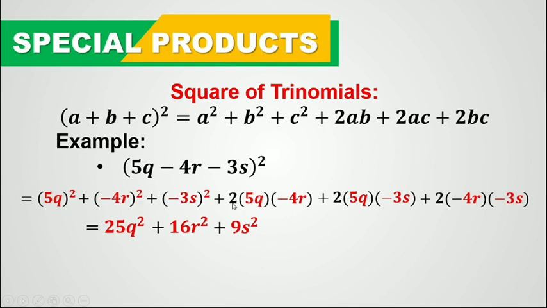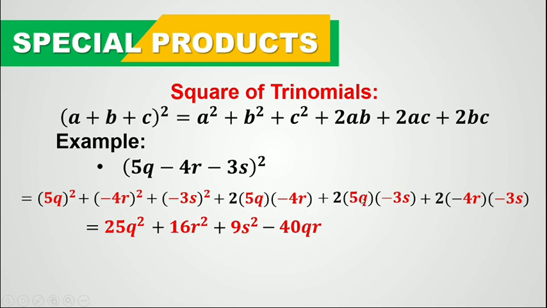And then you are going to multiply them. So 2 times 5q times negative 4r. So positive times negative, that's going to be negative. So that's why we're going to put minus here. And then 2 times 5, that's 10 times 4, that's 40qr. Just copy the variables. And then we are going to simplify this.